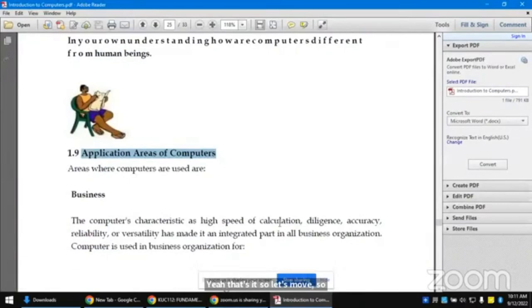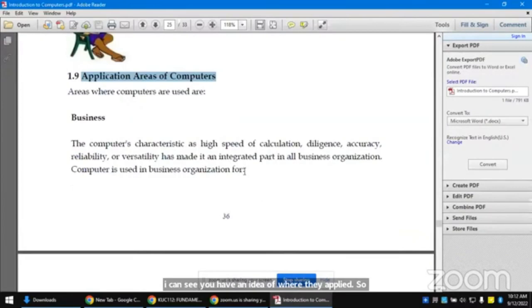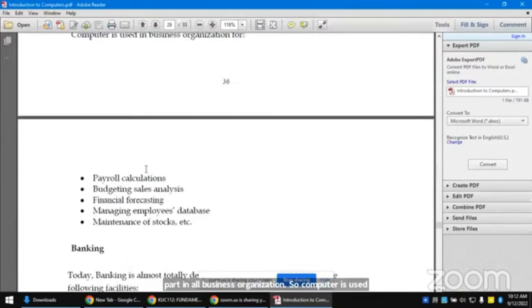So computers are used in business. The computer's characteristics are high speed, calculation, diligence, accuracy, reliability, which has made it an integrated part in all business organizations. So computer is used in business organization for payroll calculation, budgeting, sales analysis, financial forecasting, managing employees, database, maintenance of stock.